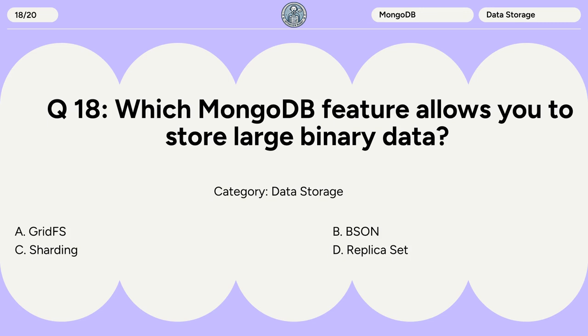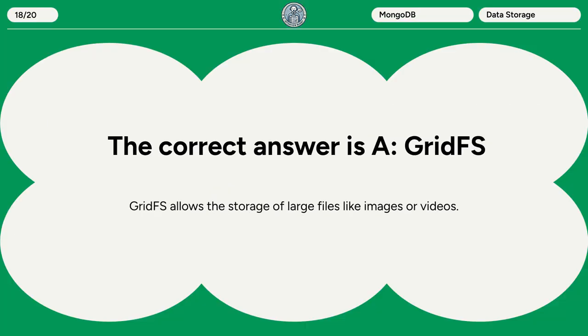Question 18. Which MongoDB feature allows you to store large binary data? A. GridFS. B. BSON. C. Sharding. D. Replica set. The correct answer is A. GridFS. GridFS allows the storage of large files like images or videos.